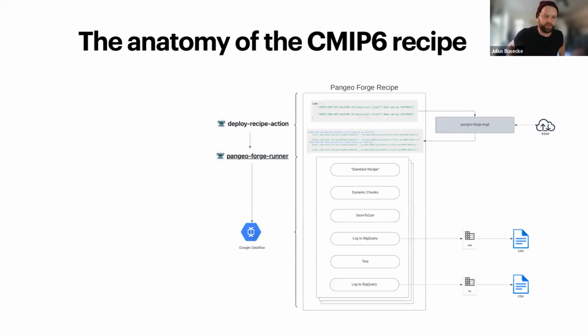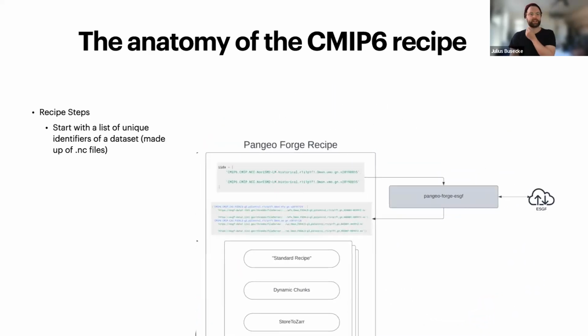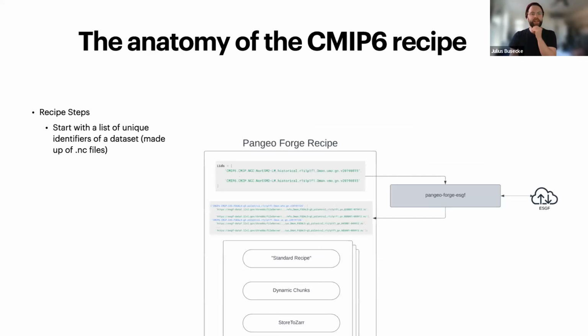Okay, so I've tried to abstract what I'm doing in my recipe in this cartoon, and I will go into some of the details in a minute. Basically, the basis for this is a list of unique identifiers called instance IDs. Each of these uniquely identifies a data set, and each data set might consist of multiple files. So the first thing we have to do is convert the instance ID to a list of downloadable files. And for that, we're querying the ESGF API before we then create a dictionary of recipes.